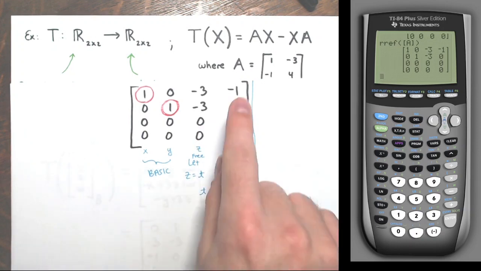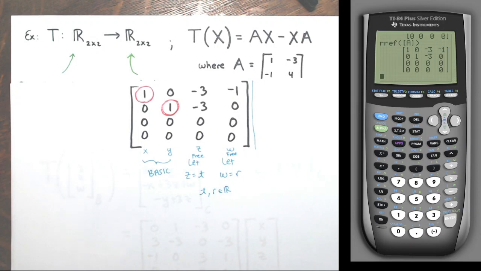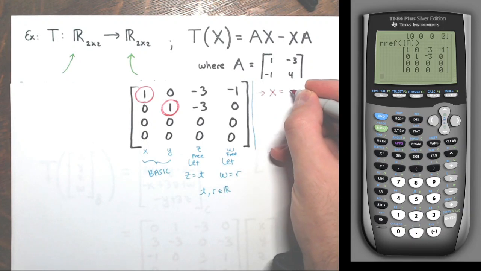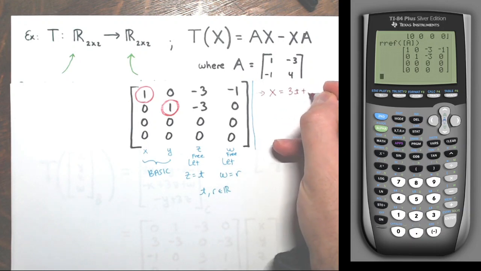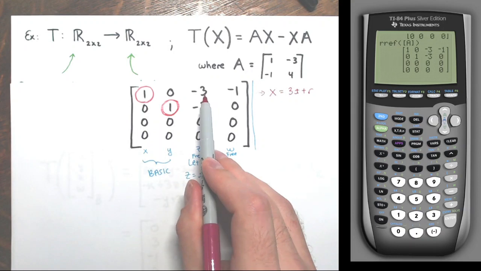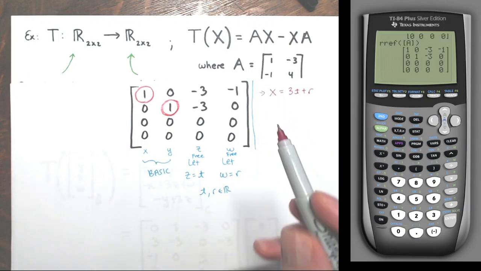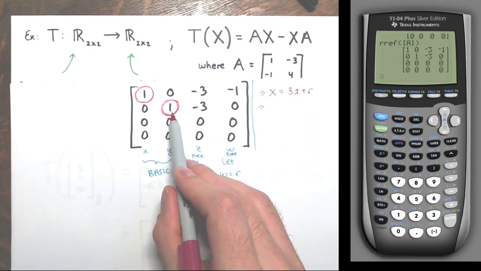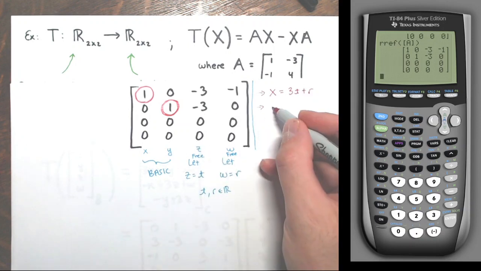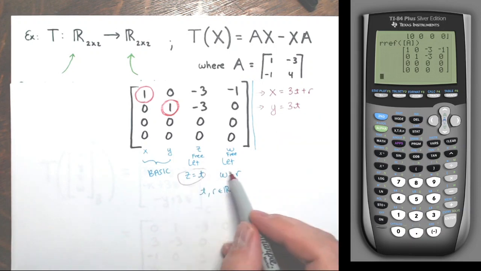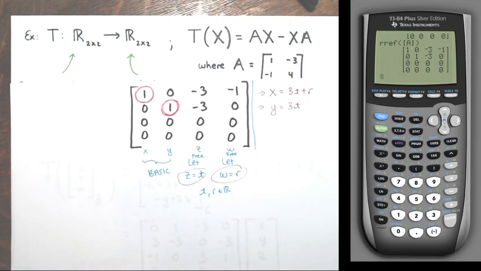All right, so from that first row, we're seeing that x would have to be equal to 3t plus r, because I'd have x minus 3t minus r equals 0, and then add 3t and add r. Again, I'm finding the null space, so imagine there's equals 0 over there. From the second row, I'd have y minus 3t equals 0, so y would have to be equal to 3t. And then we have what z is and what w is in terms of these free variables t and r.